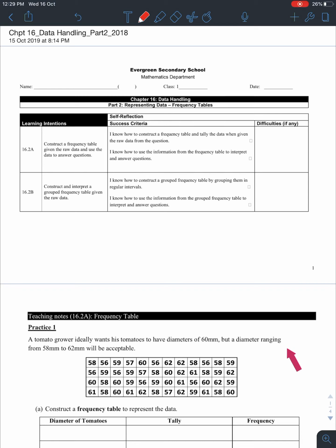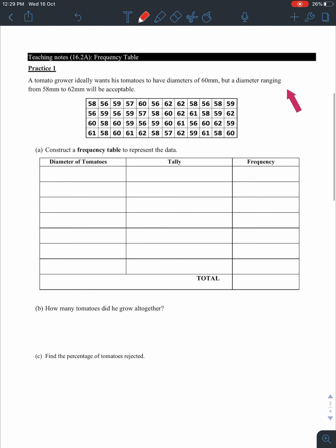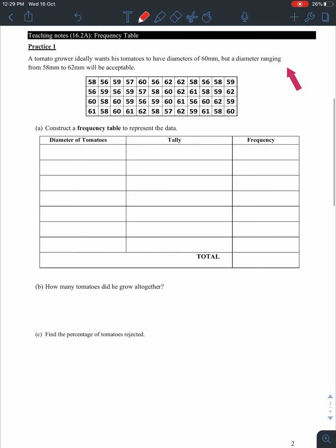Right, so the chapter that we'll be looking at today is chapter 16, Data Handling. This is part 2 of our notes. Okay, so let's look at the first part, practice 1, page 2.